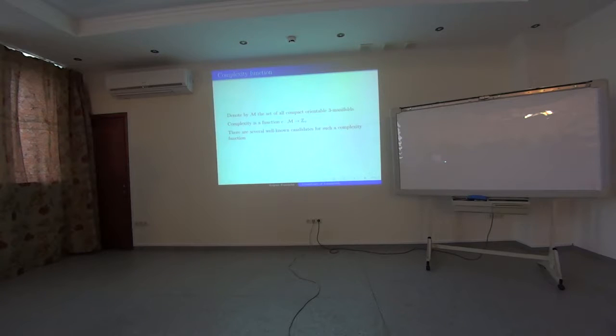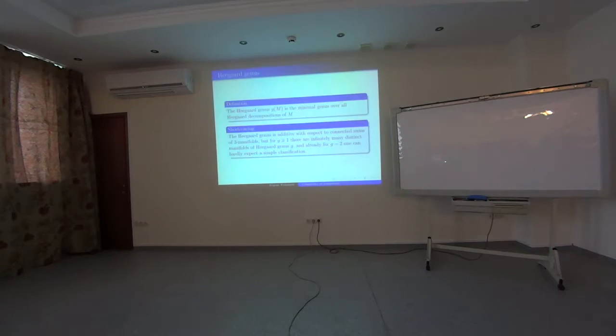Okay. There are several well-known candidates for such a complexity function. The first is the Heegaard genus, which is equal to the minimal genus over all Heegaard decompositions of the manifold. This complexity function is additive with respect to connected sum. Of course, we know the classification of manifolds of genus 1, the lens spaces, but we don't know the classification even for Heegaard genus 2. We should mention here that for each k, there are infinitely many manifolds of complexity k. There is no finiteness property for such a function.